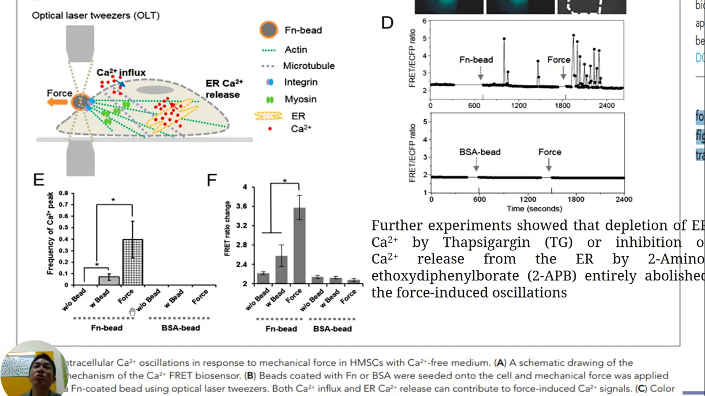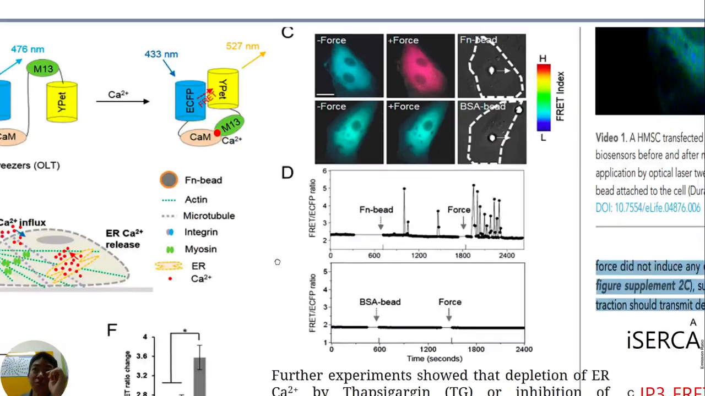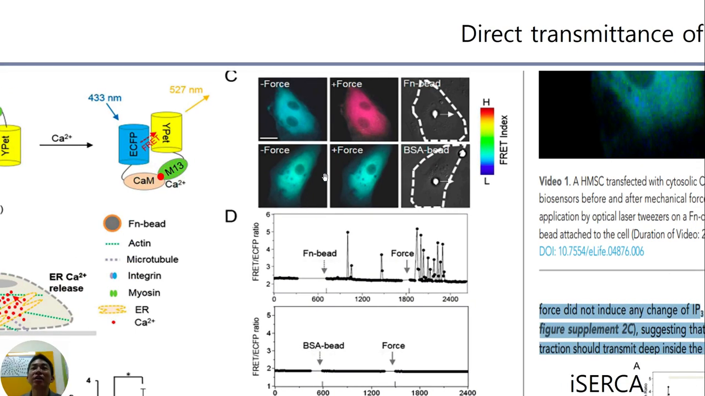But when they do the same in the BSA treated case, nothing happened. The FRET ratio change, which is used to detect the maximum calcium affinity, is also enhanced with force with the fibronectin coated bead. So this is their image. Without force, and at the force, this FRET signal changes. But with the BSA coated bead, when you turn on the optical tweezer to induce force to the cell membrane, there is no change of the FRET, meaning no calcium detected.